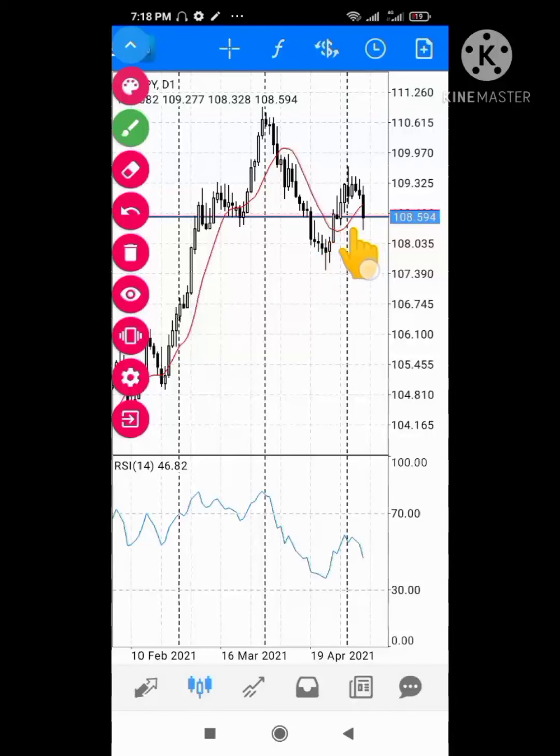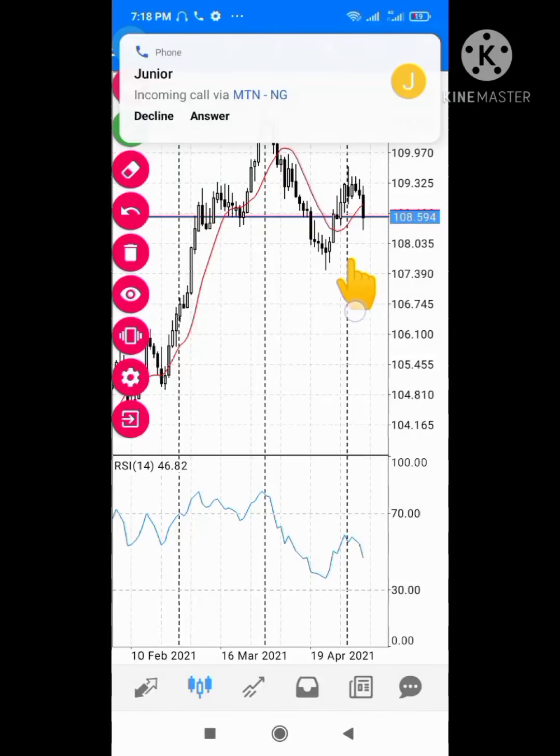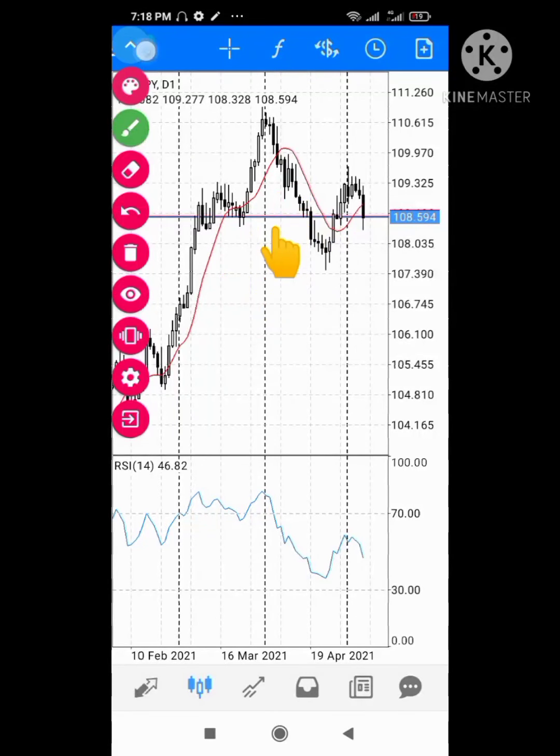So I entered this pair around here last week, around this region. So I'm still on the pair. I'm still bearish on this pair. Sorry for the call. So that is the way I'm looking at it this week.